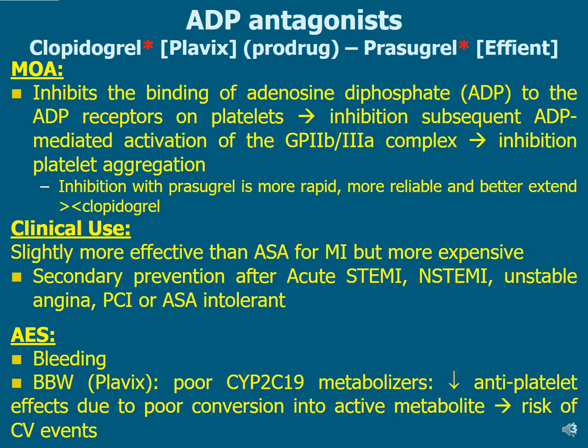And also there is a black box warning for clopidogrel and for the poor CYP2C19 metabolizer, because since it's a prodrug, people who are slow metabolizers are going to convert clopidogrel into its active form at a slower rate than others, and therefore the antiplatelet effect is going to be reduced in those patients, and there is a risk of cardiovascular event. If you don't remember that concept, I'm sending you back to the lecture on principle.